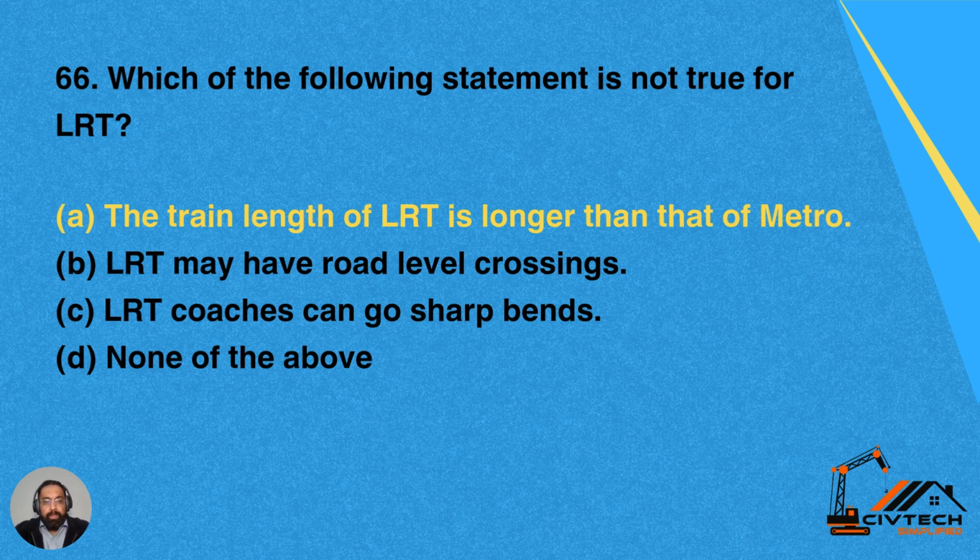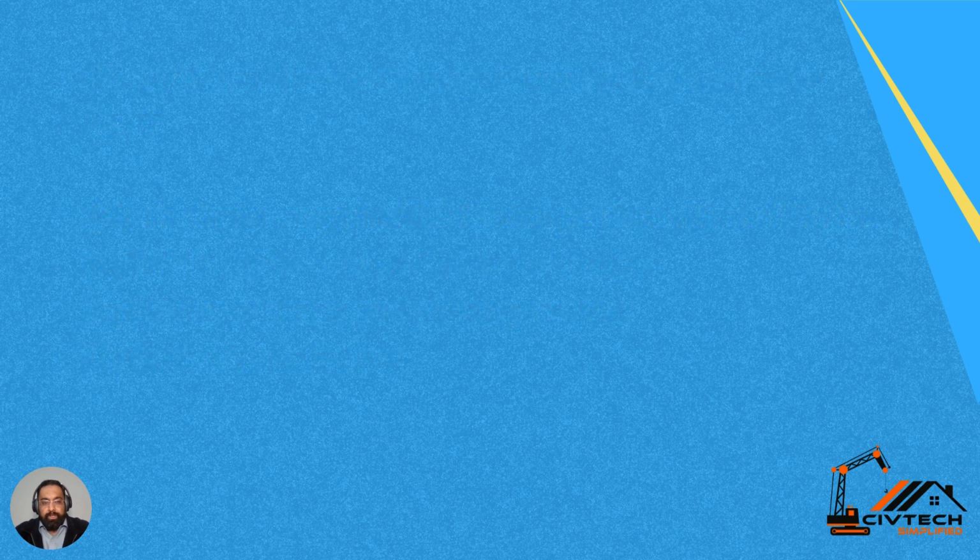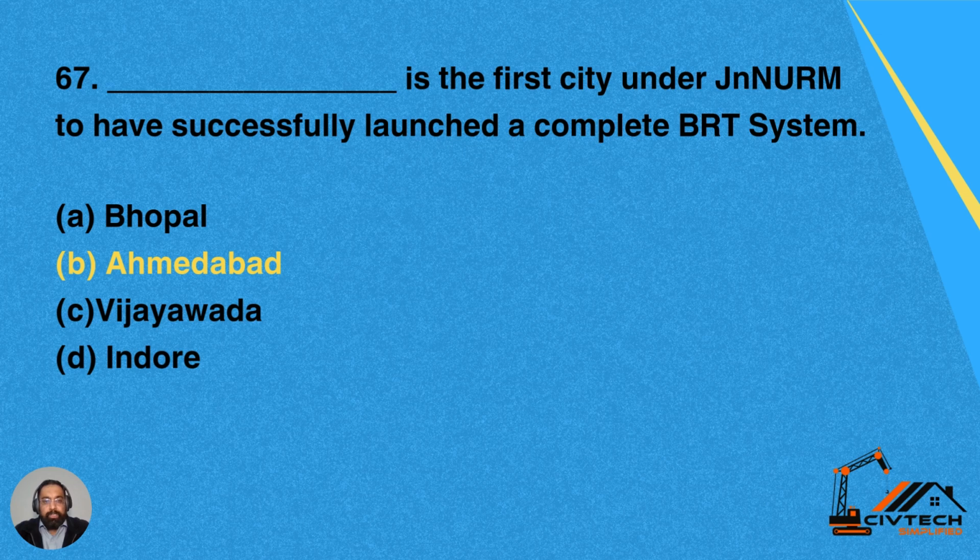Which of the following statements is not true for LRT? Option A, the train length of LRT is longer than that of metro. So remember, we have to select the false statement out of them, not a true one. Option B, LRT may have road level crossings. Option C, LRT coaches can go sharp bend. And option D, none of the above. So the train length of LRT is longer than the metro. This is a false statement. Metro is longer than LRT.